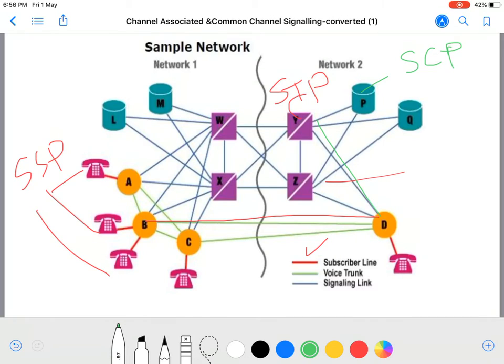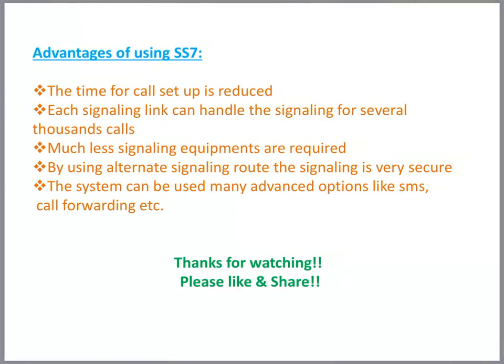There are three nodes, SSP, STP and SCP, and it is very clear that the signal is running in a separate way. The signal is running like this, and the voice is running like this, in separate channels. The advantages of using SS7: the time for call setup is reduced. Each signaling link can handle the signaling for several thousands of calls. Much less signaling equipment is required. By using alternate signaling routes, the signaling is very secure. The system can be used for many advanced options like SMS, call forwarding, etc.